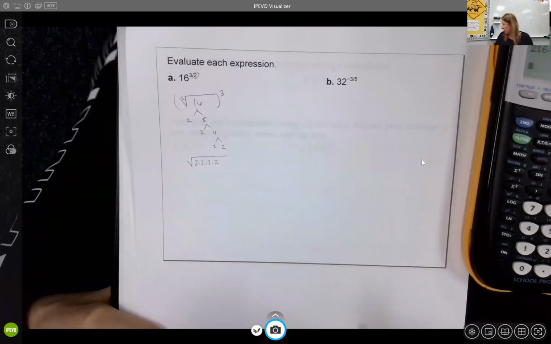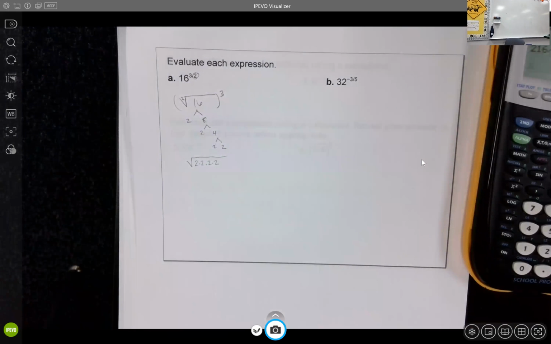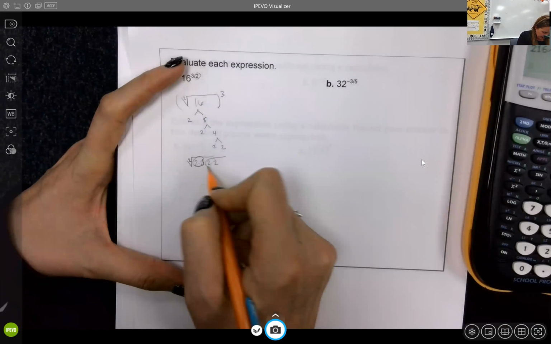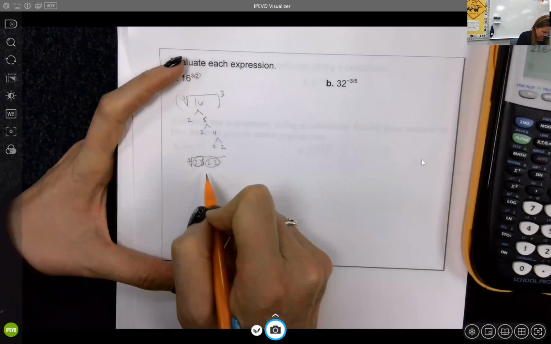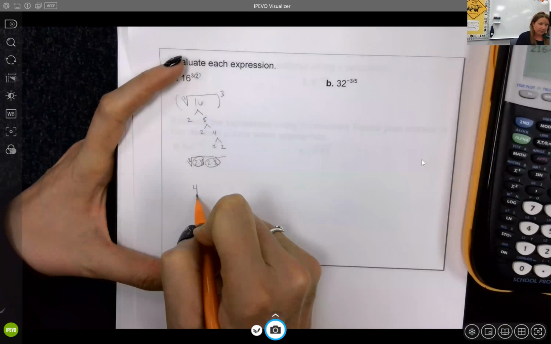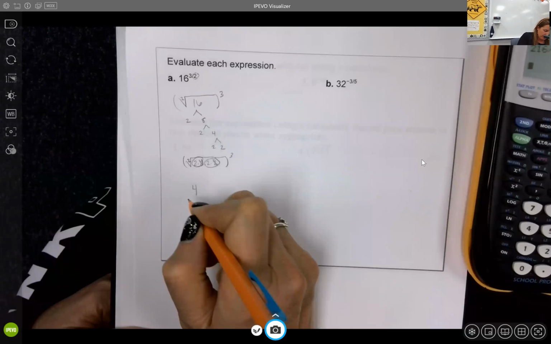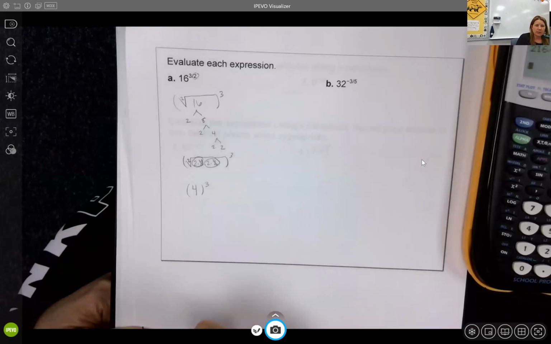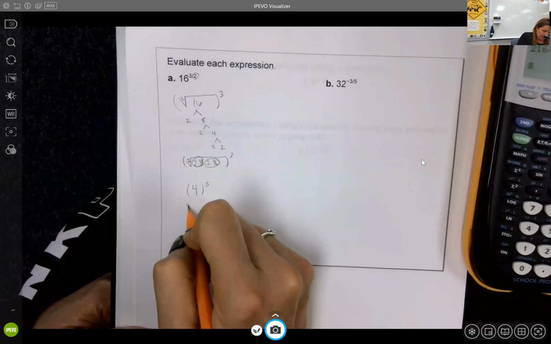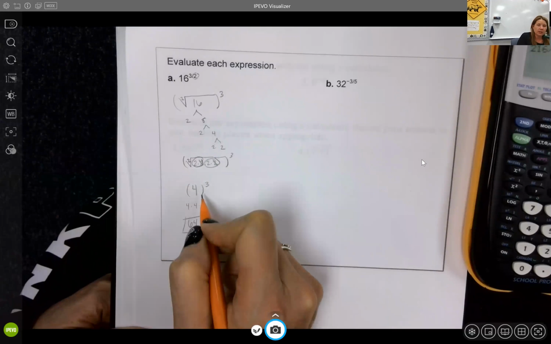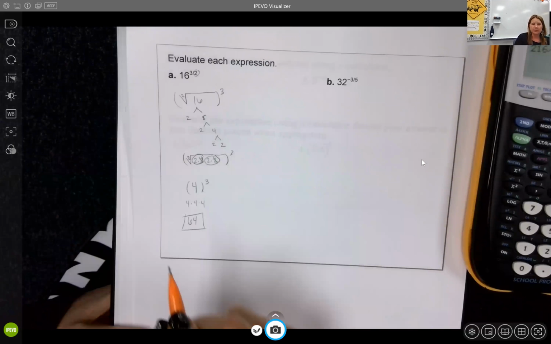Okay, so I have 4 2s. And 2 of them make a pair. So here's a pair and here's a pair. So I'm going to write 1, 2 and 1, 2. So I get 4. Okay, and remember this whole thing is to the third power. So I have to raise that to the third power. So that means 4 times 4 times 4. So we get 64. And you could use a calculator for this part if you need to.